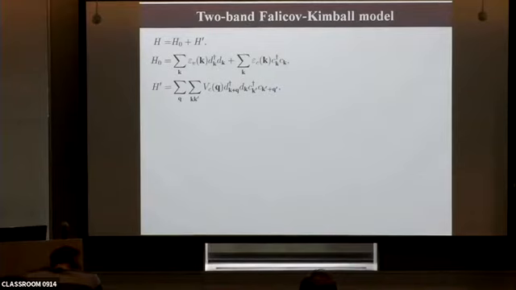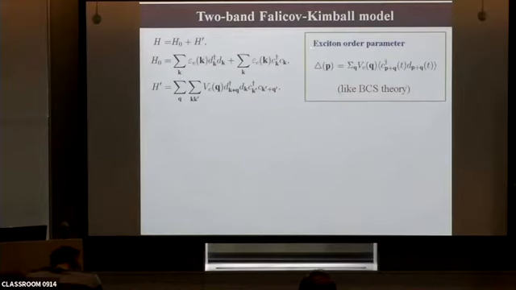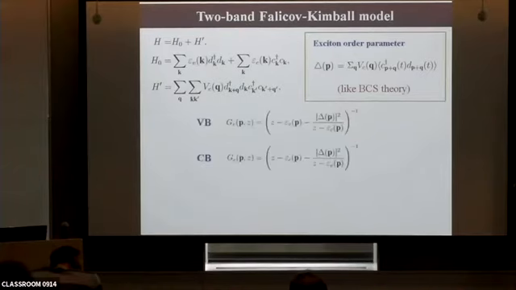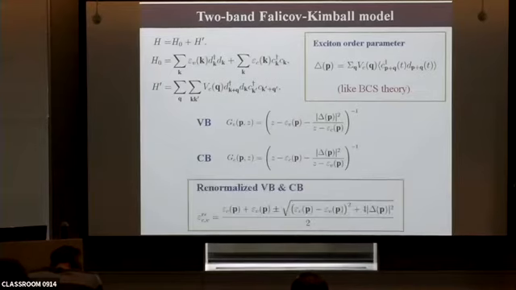So we solve this model Hamiltonian within the mean field level. We introduce the excitonic order parameter like this. It is similar to the order parameter in the BCS theory. Then we can write down the Green function for the valence and conduction band in terms of the excitonic order parameter. Since the pole of the Green function describes the band dispersion, we can obtain the renormalized valence and conduction band. Here I'd like to emphasize that the renormalized valence and conduction band depend on the excitonic order parameter.